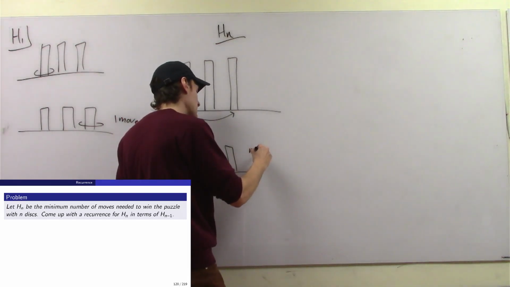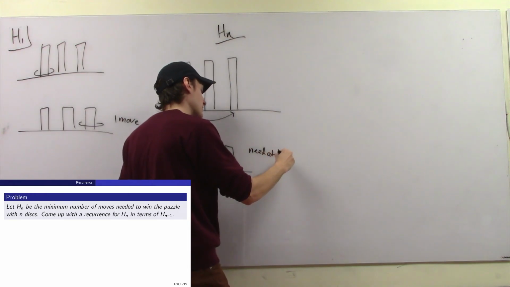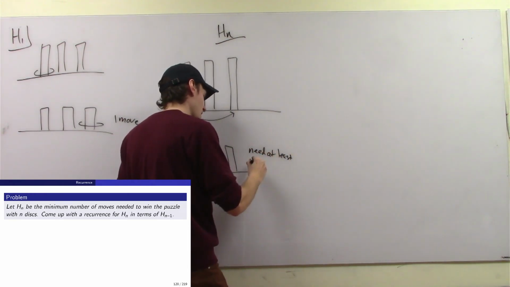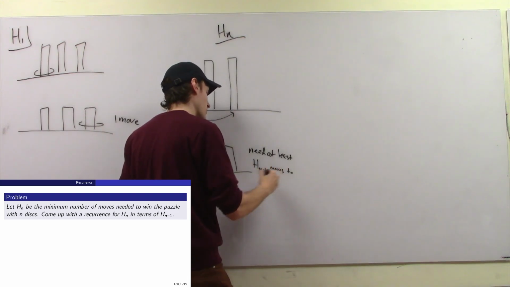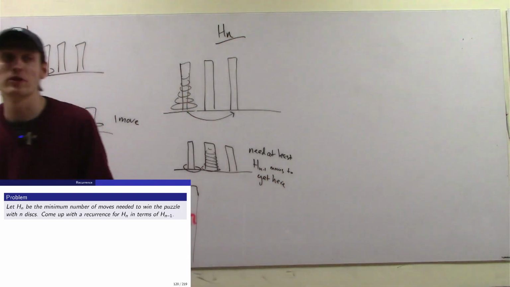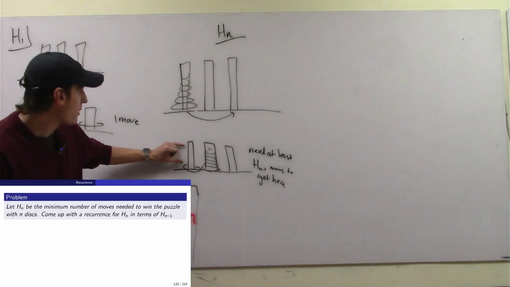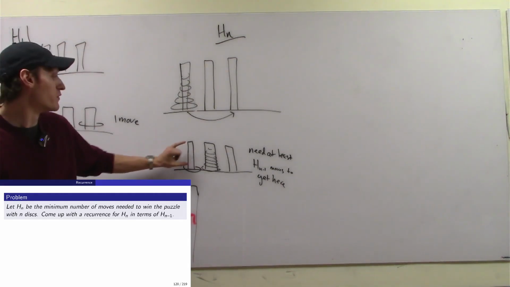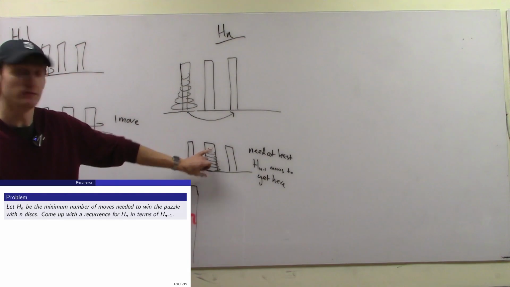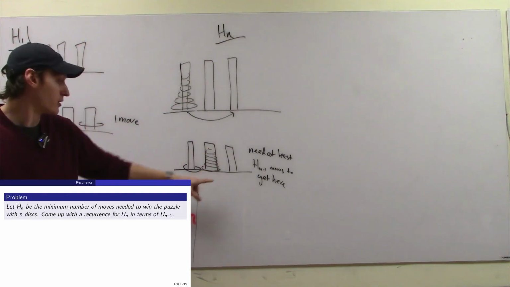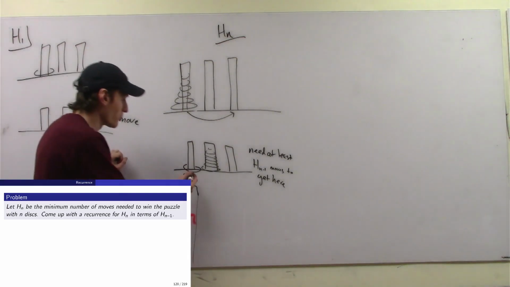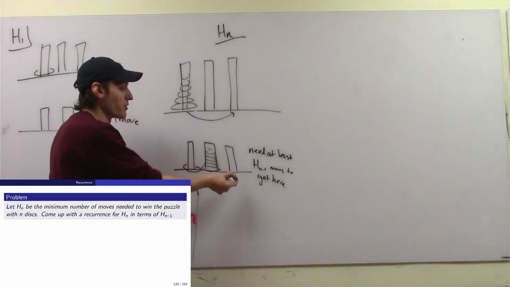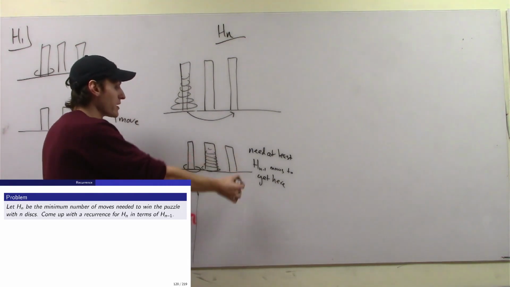I need at least h sub n minus 1 moves to get here. H sub n minus 1 is the number of ways to take the n minus 1 rings that are stacked above and move them all in order onto another peg. So that's counted by this thing right here. Okay, so at this point right here, what's going to happen next? Well, the only thing I can do is move this small one over, but I probably wouldn't do that. I want to move my big ring.